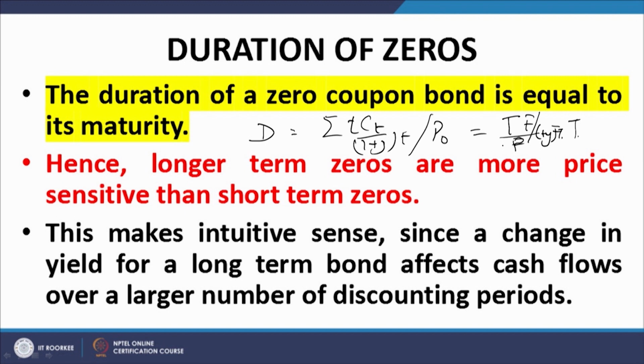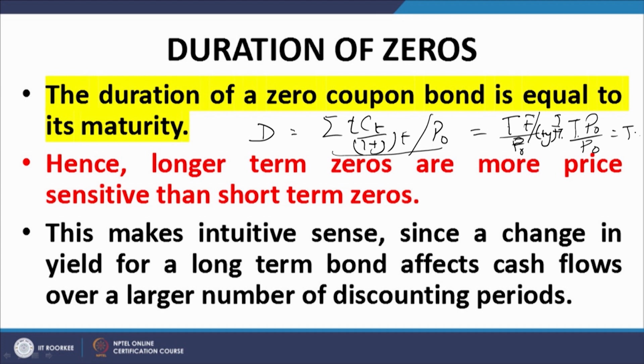Let me repeat, this is the formula for the duration that we have here. In the case of a zero coupon bond, because all intermediate cash flows are 0, we have this T, and the final cash flow is F, and this will be discounted for capital T periods. So, we will divide it by (1 plus y) to the power T, and when you divide F by (1 plus y) to the power T, that is nothing but today's price, and that is equal to P_0. So, we have T P_0 upon P_0, and that is equal to T.